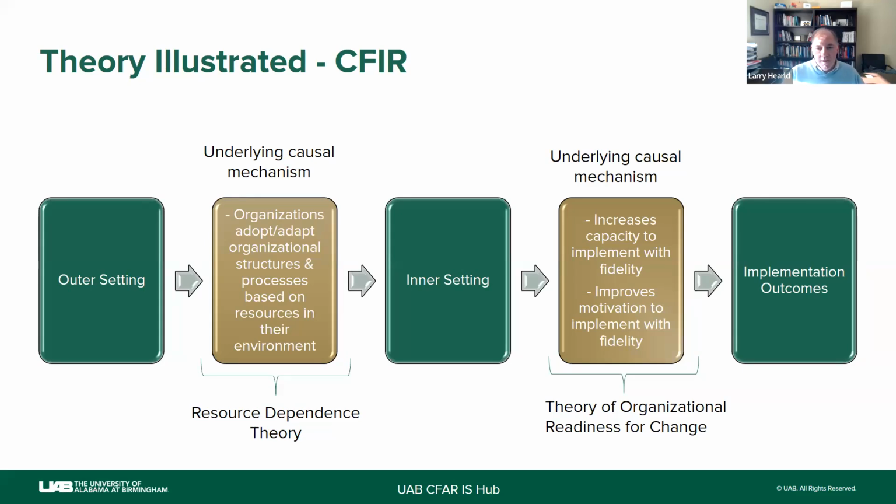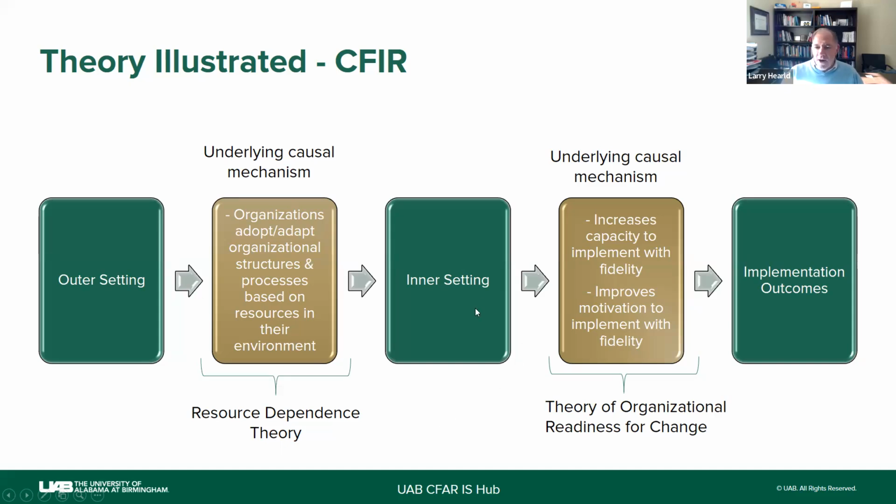So, for example, we know from a lot of organizational research that organizations are dependent on and responsive to their resource environment. We know that organizations often make decisions in somewhat predictable ways about what things to change internally and how to change them based on the resources in their external environment. So things like reimbursement, government regulations, or competition from other organizations. And these things are summarized in something called resource dependence theory, a classic organizational theory.